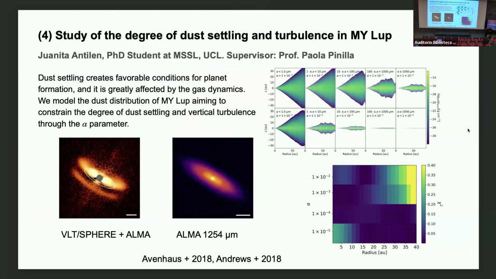My poster number 4 is about the study of the degree of dust settling and vertical turbulence in this system, MY Lup. This disk is highly inclined and it has been observed by ALMA and SPHERE. What I do is model the dust component in this disk, and I use radiative transfer modeling in order to constrain the alpha turbulent viscosity parameter. If you have questions, I'm very happy to answer.